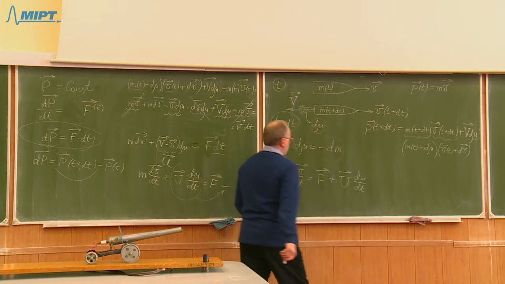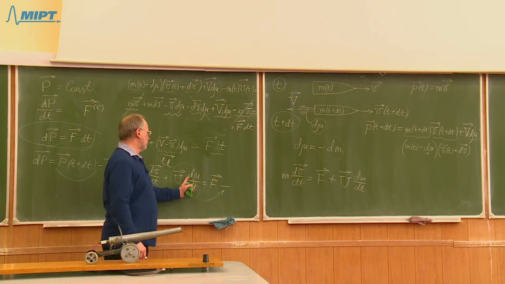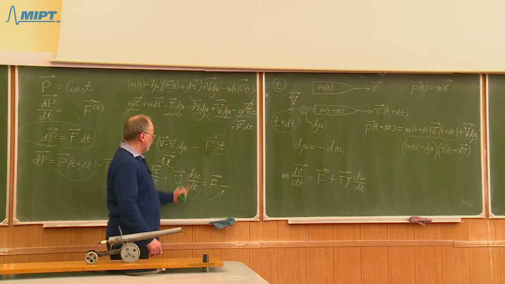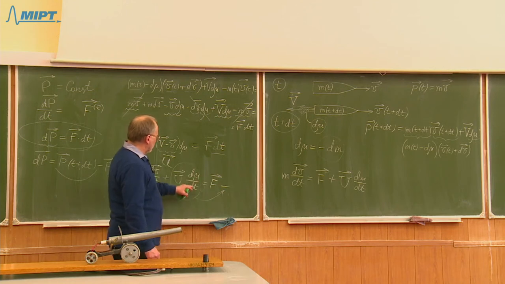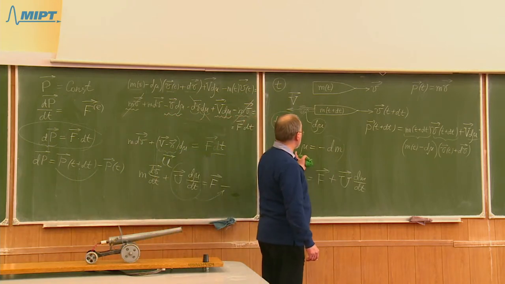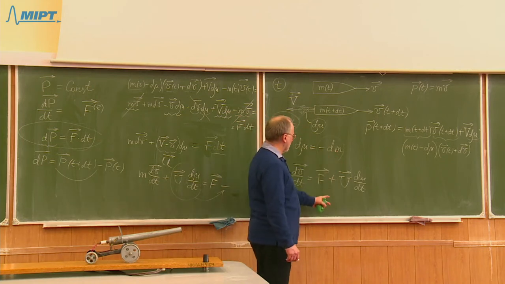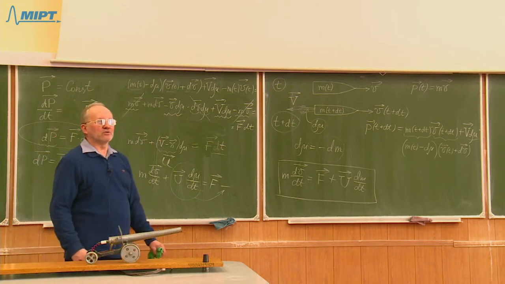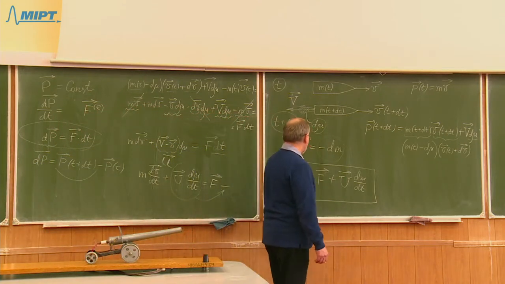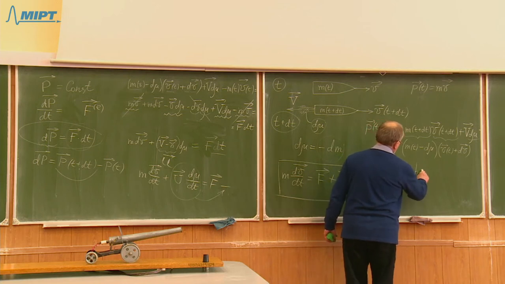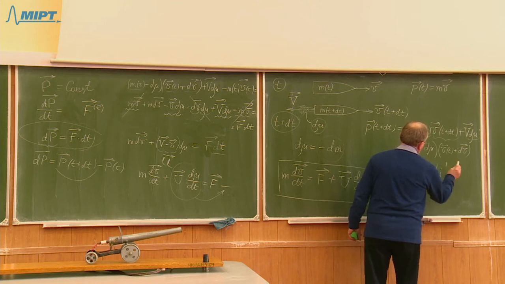dv by dt equals F plus U dm by dt. So in the previous equation, I had this quantity d mu, which is the amount of fuel burned during time interval dt. And this quantity d mu by dt is the rate of fuel consumption in the rocket engine. And when I moved this term into another part of the equation, and when I changed d mu by minus dm, I obtain this equation. This is the final goal of all our derivations. This is called Meshchersky's equation.